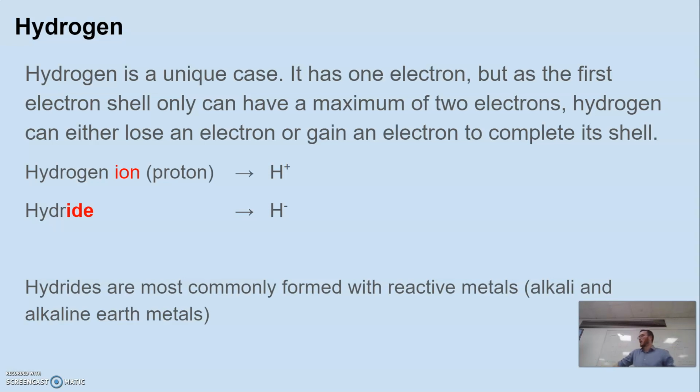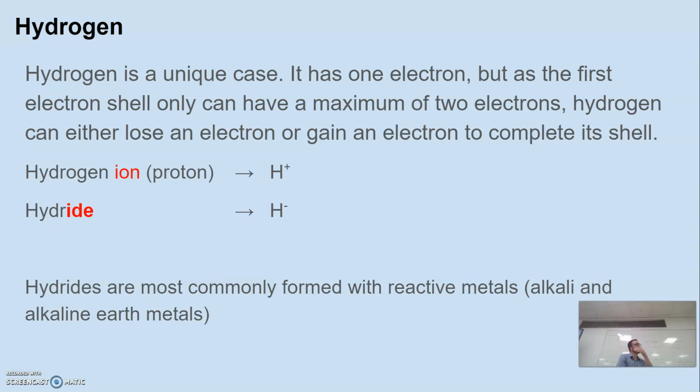So we can either give 1 away or we can take 1. In most circumstances, it will give 1, right? And we call it the hydrogen ion because once we lose the electron, we only have the nucleus remaining. That's it. It's tiny. So it's the hydrogen ion, also called just a proton because that's what it is, or hydride.